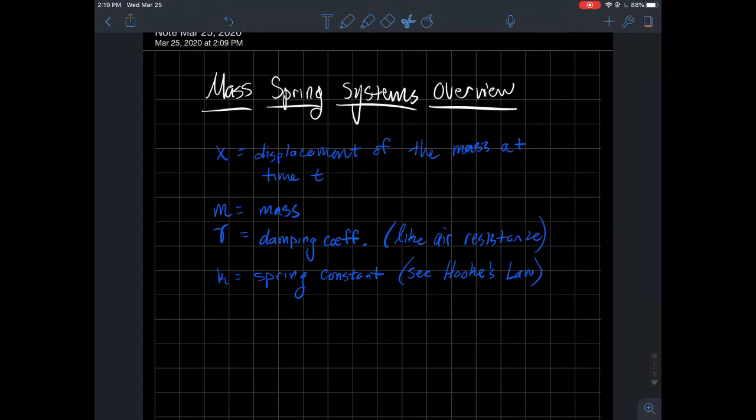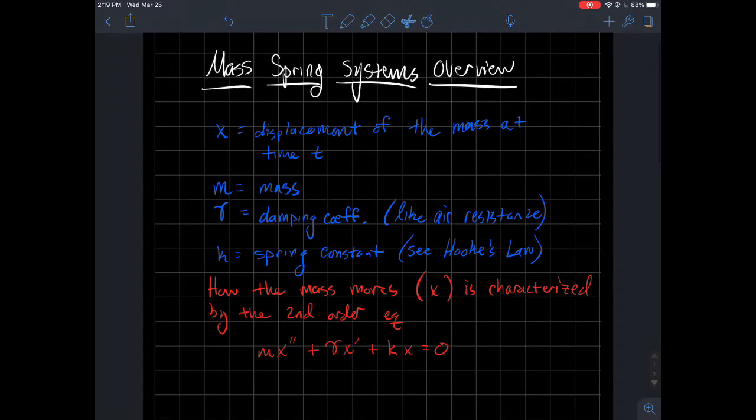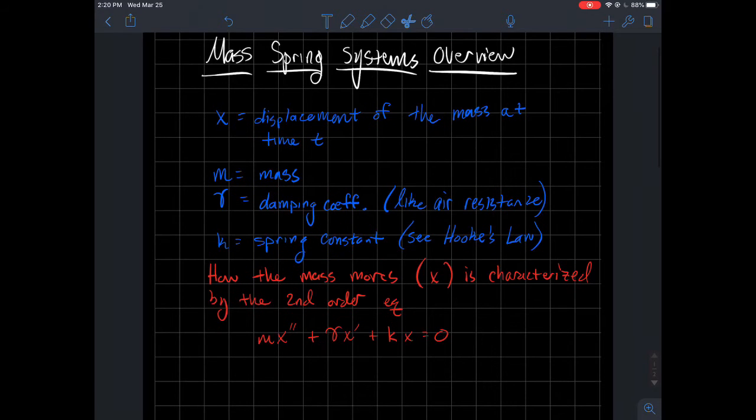So what I'm going to tell you about is how all four of these things relate to each other. How the mass moves, which is x, is characterized by the following second order differential equation: m times x double prime plus gamma x prime plus kx is equal to 0.